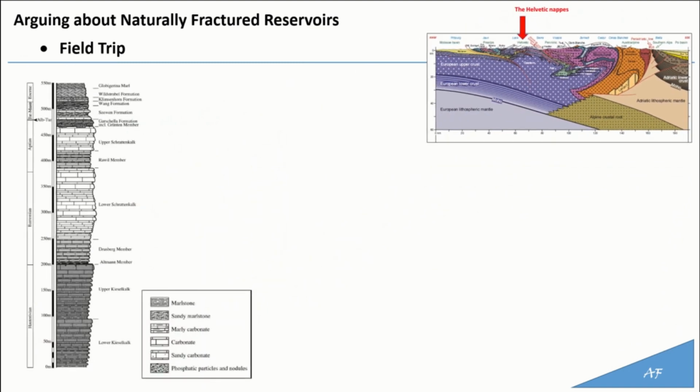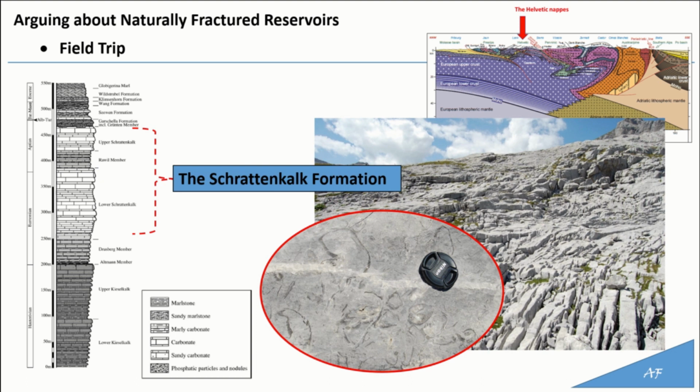We are going to focus the attention on the outcrops of the carbonate Urgonian Schrattenkalk formation, late Barremian to early Aptian in age, as here illustrated by the lithostratigraphic log of the sedimentary succession outcropping in the area. In this time gap, two phases of platform development have been recognized: the lower and upper Schrattenkalk, which were interrupted by a phase of increased detrital input, the Rawill member.